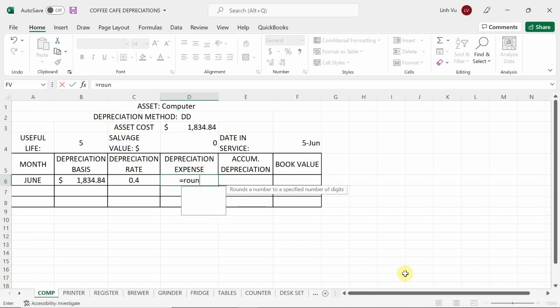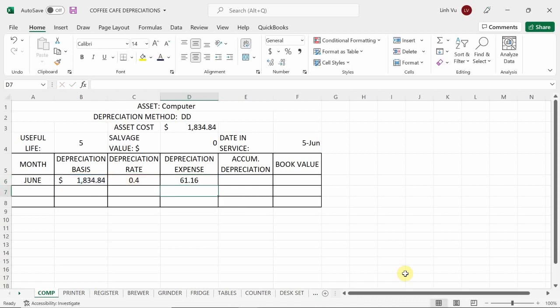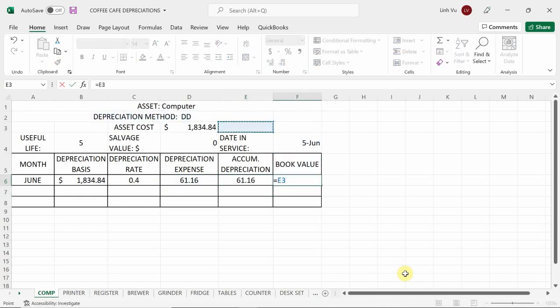So once again, this is going to be your formula to figure out what your depreciation expense is going to be: basis times rate. But we have to divide this by 12. We established that already, because we're not solving for 1 whole year. We're solving for a month. So in this case, we're going to divide this by 12, and that's going to give me a total of $61.16 worth of depreciation expense for the computer.